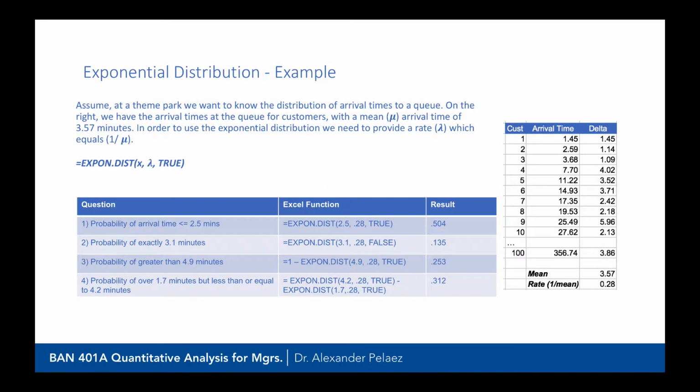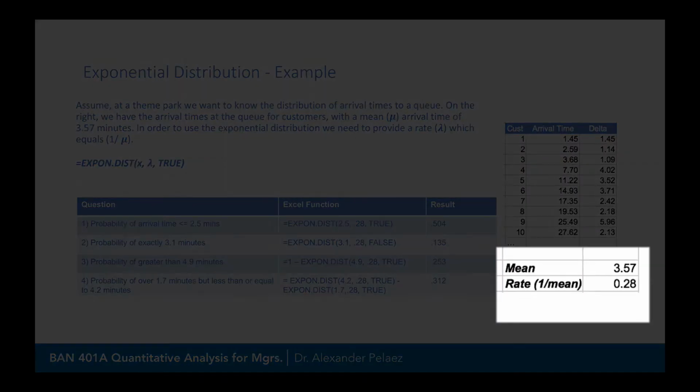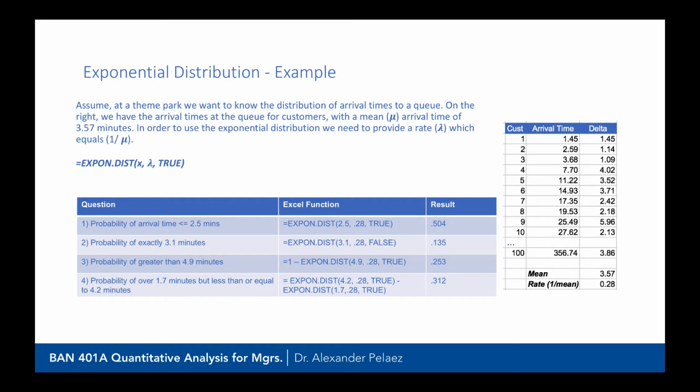Taking this example a little bit further, we can see that if we are, again, using that same set of data with 100 observations, we have our mean of 3.57. We calculate our rate as 1 over the mean, which is 0.28. Our probability of arrival time being less than or equal to 2.5 minutes would be Exponent.DIST 2.5, comma, and then we put in our rate, which is 0.28, and we do true for our cumulative probability, and that will give us a 0.504 result. The probability of exactly 3.1 minutes is going to be a little bit different because it's going to give us, again, Exponent.DIST 3.1, comma, 0.28 for the rate, and then we put in false, and there is a 13% chance that we're going to have exactly 3.1 minutes.